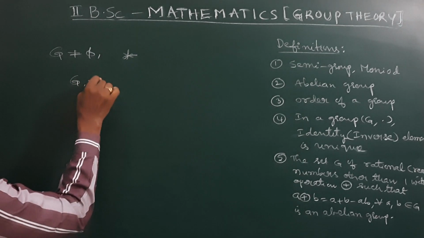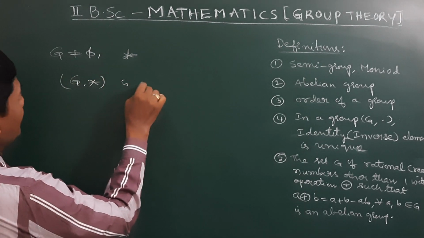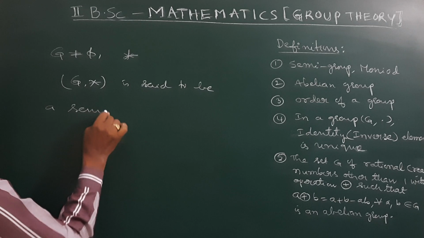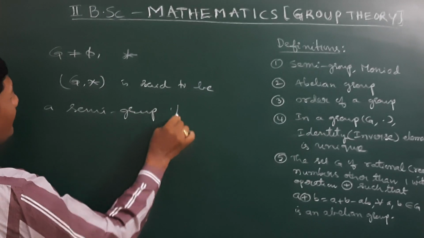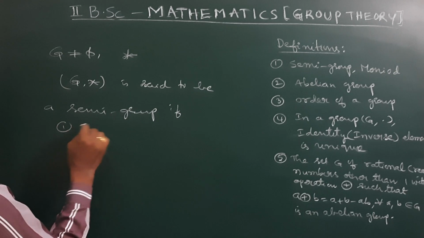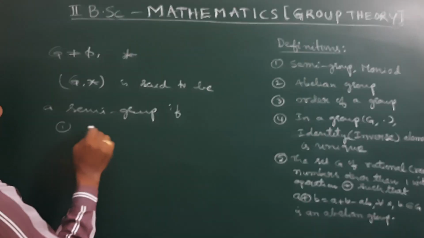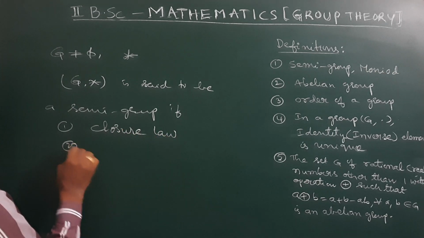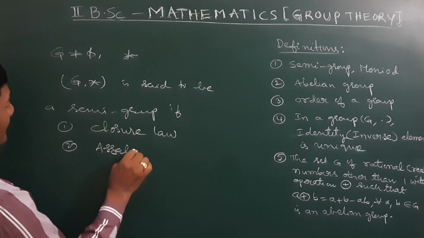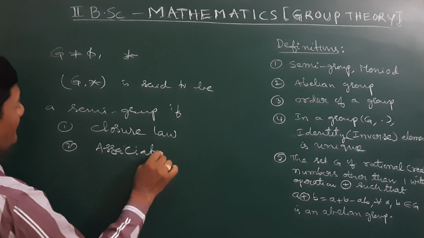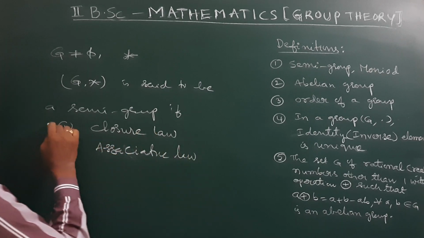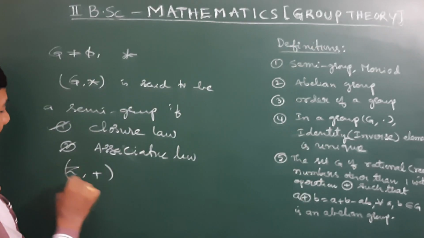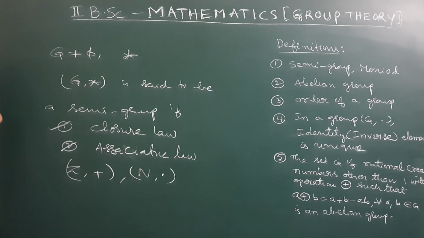And (G, star) is said to be a semi-group if G satisfies the closure law and associative law. Closure law and associative law, then G is said to be a semi-group. And here (Z plus, +) is a semi-group, and (N, dot) is a semi-group.